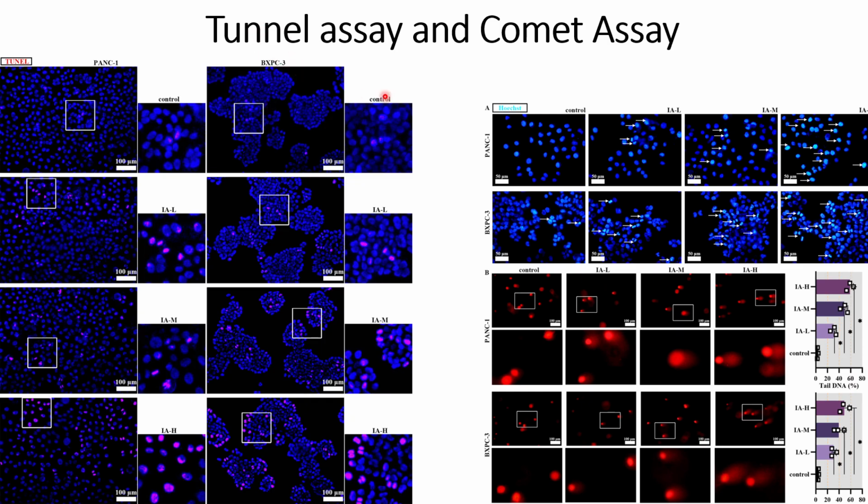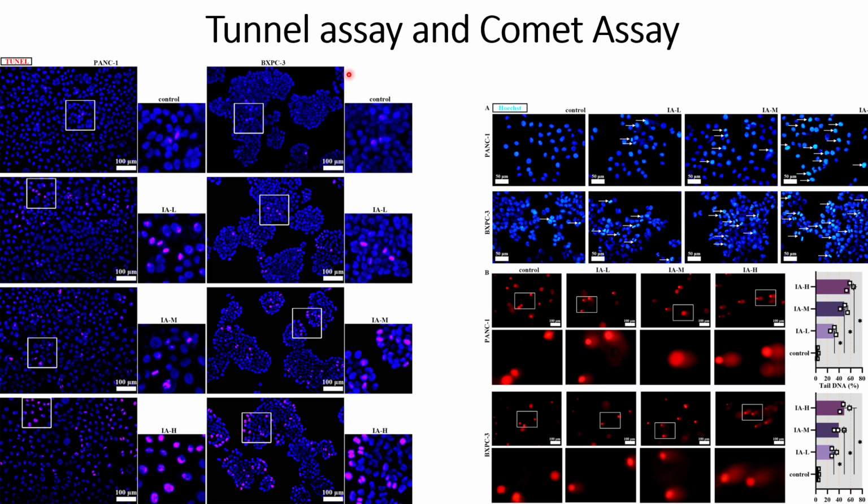For the controls they see a low signal of the TUNEL staining, and for the low concentration of isoferulic acid they see slightly higher signals compared to control. For isoferulic acid at medium concentration, that is 6.25 micromolar, they see some increase in the TUNEL staining, and for the high concentration, that is 12.5 micromolar, they see a further increase in the TUNEL staining signals.